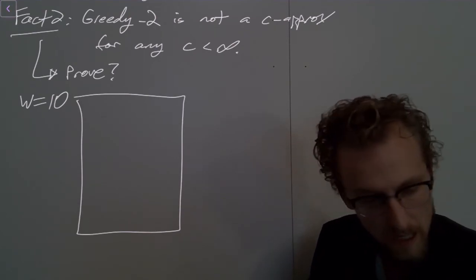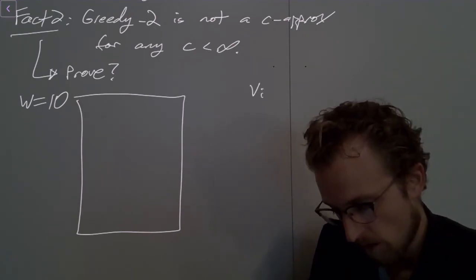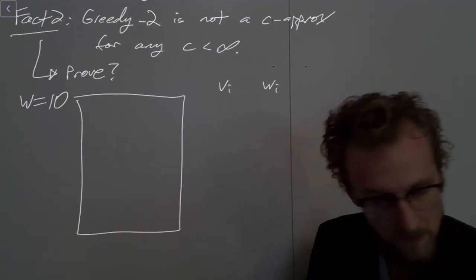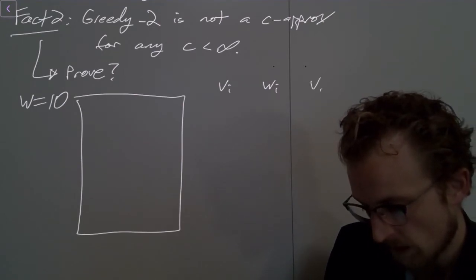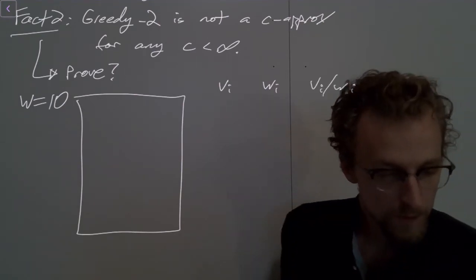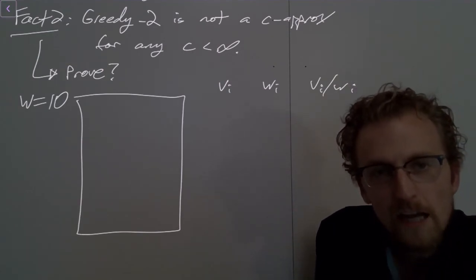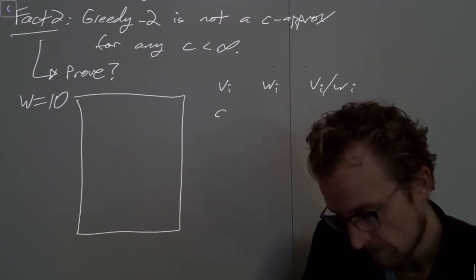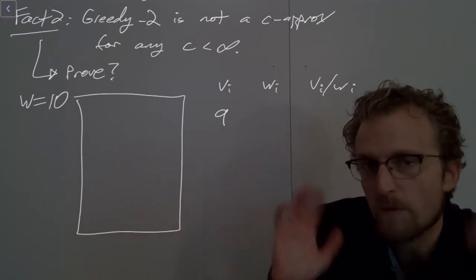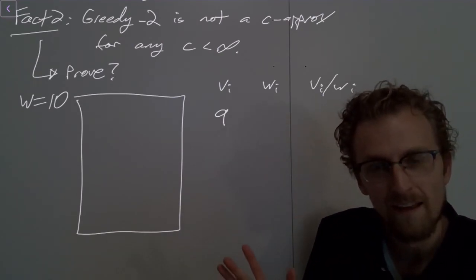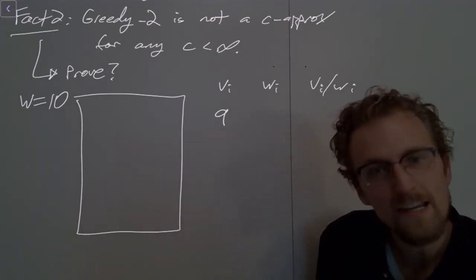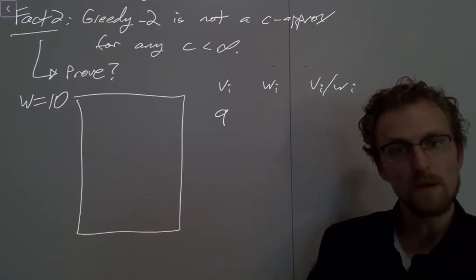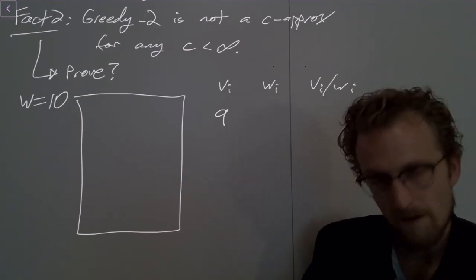So I'll have my values, I'll have my weights, and then I'll just compute the density ratio here, so V_i over W_i. The first item, I'm going to think of as the item that should be in the box. This item has a value of 9. I'm picking whatever numbers I want, and I want to pick these numbers in such a way that the greedy algorithm doesn't take this item. So I have now in my mind the best thing that we can do is a value of 9.